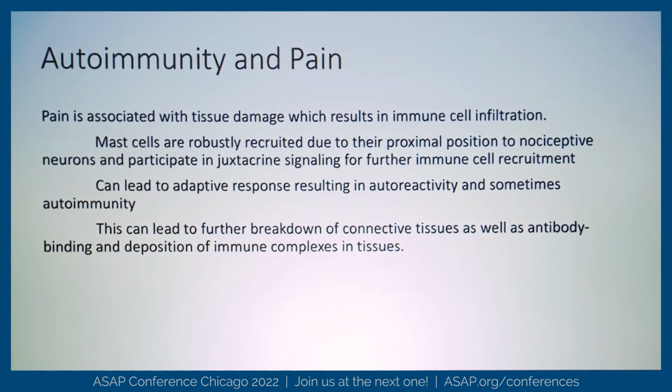And autoimmunity has been well associated with pain, just from neuropathy that it can cause, or vasculitis that it can cause. And so when you have autoreactivity and potentially autoimmunity, you could have further breakdown of connective tissue, as well as antibody binding and deposition of immune complexes in tissue, which can then cause, of course, organ dysfunction, sometimes even molecularly channel dysfunction, leading to organ dysfunction, which can cause its own pain syndrome as well.